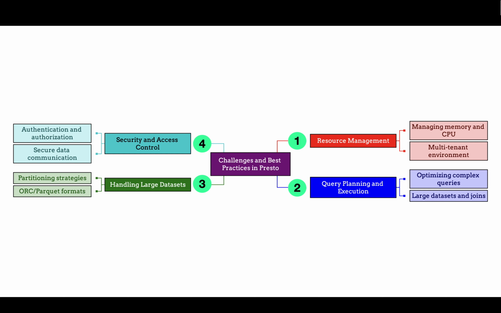4. Security and access control. Implementing proper security measures including authentication, authorization, and secure data communication is crucial in a production environment.